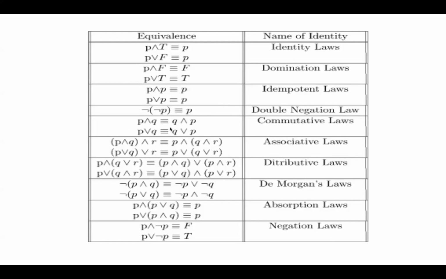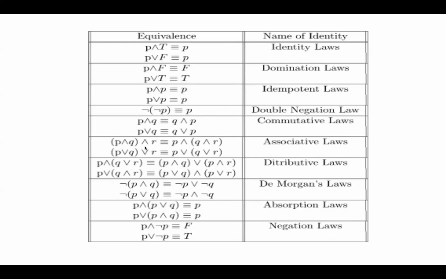Then P AND Q is equivalent to Q AND P, and P OR Q is equivalent to Q OR P. It is known as commutative law. Commutative means we can change the places of P and Q with each other. P AND Q can also be written as Q AND P. Same with P OR Q, we can write it like Q OR P.